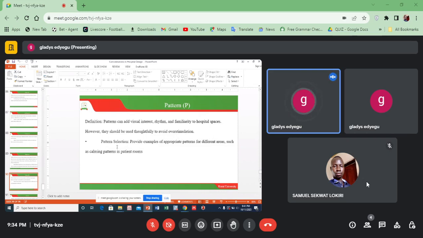For pattern selection, we really need to provide examples of appropriate patterns for different areas, such as calming patterns in patient rooms. Some of the rooms need just simple patterns that cannot disturb their minds. When they are resting in those rooms and looking at those patterns, they are very comfortable and calm, other than patterns that scare them, destabilize their stay in the hospital, and affect their experience.